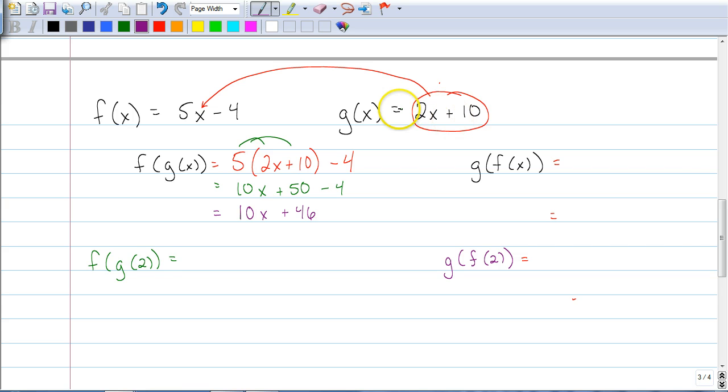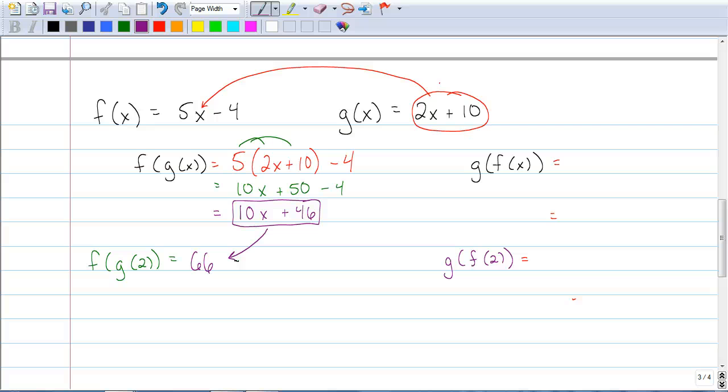And again, I could put 2 inside of this equation. If I had to find f following g of 2, I could start by putting 2 inside of function g. 2 times 2 is 4, plus 10 is 14. But then I'd have to take that 14 and put it in here for x, so I'd have 5 times 14, which is 70, and 70 minus 4 is 66. Or I could just use this equation that I just came up with, the composition of the two functions. If I put 2 inside of here, 10 times 2 is 20. 20 plus 46 is also going to give me 66. So you can see that it's a lot faster oftentimes to use the composition of functions to figure out some of these values.